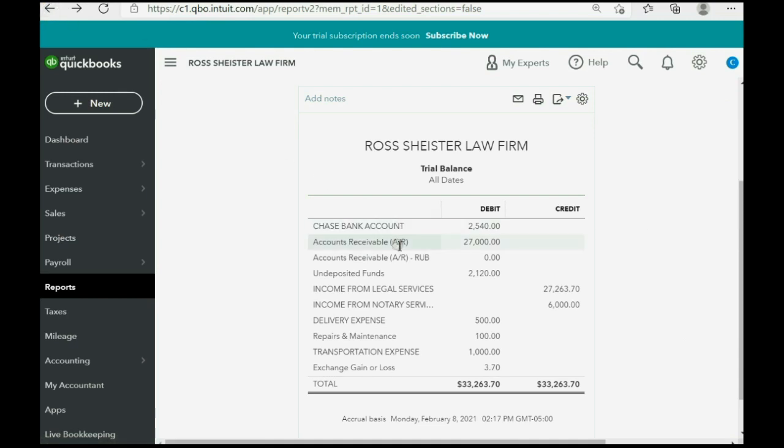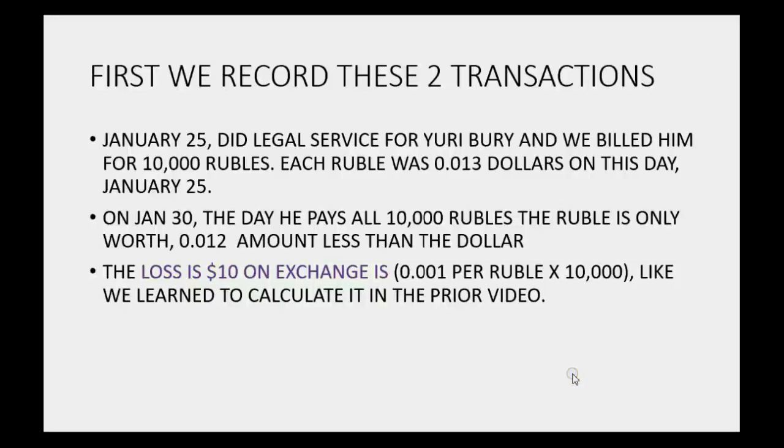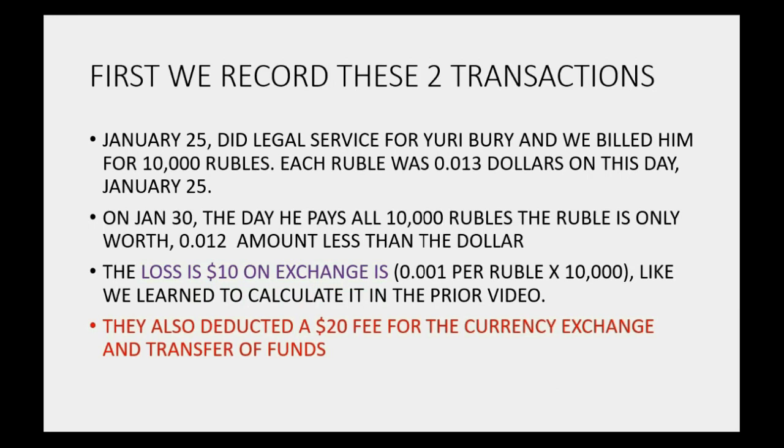And accounts receivable in rubles went down to 0. And you'll notice exchange gain or loss has moved from $6 on the credit side to $3.70 on the debit side. And now that we've recorded that, the very last step is to deduct out the fee and acknowledge that it actually went into the bank account.